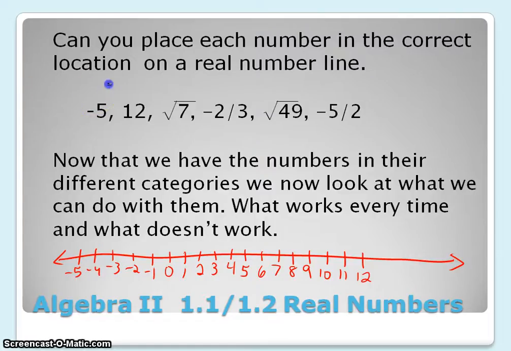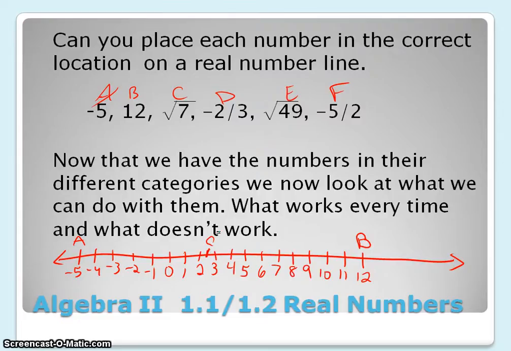So let's call -5 a, 12 b, and we've got c, d, e, and f. -5, well, I see where -5 is on the number line, so I'll cross that out. 12, I also see that, so that's going to go right there. Now, square root of 7. I know that square root of 7 is going to be between the square root of 4 and the square root of 9. Those are our perfect squares in between there. Square root of 4 is 2, square root of 9 is 3, so square root of 7 has got to be somewhere in here, a little bit closer to the 3.